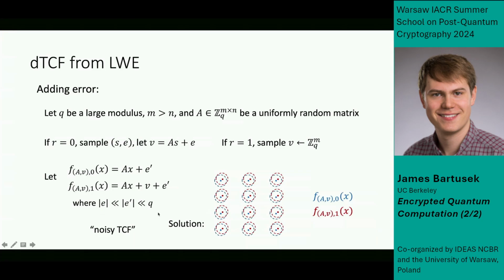If we set these parameters appropriately, like Q to be super polynomially larger than E prime, which is super polynomially larger than E, then you get all but negligible correctness. Okay.